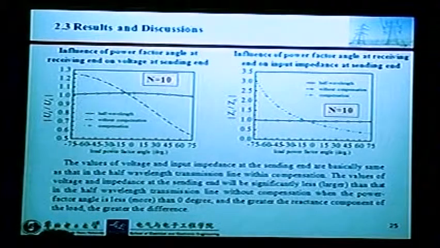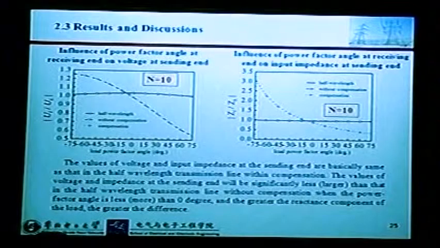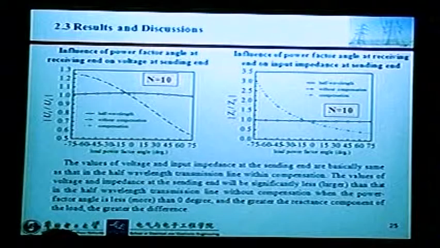The two figures give the influence of power factor and power factor angle at the receiving end on voltage and input impedance at the sending end. We can see the values of voltage and input impedance at the sending end are basically the same as in the half wavelength transmission line with compensation. The values of voltage and impedance at the sending end will be significantly less than or larger than that in the half wavelength transmission line without compensation, when the power factor angle is less or more than 0 degrees. And the greater the reactance component of the load, the greater the difference.